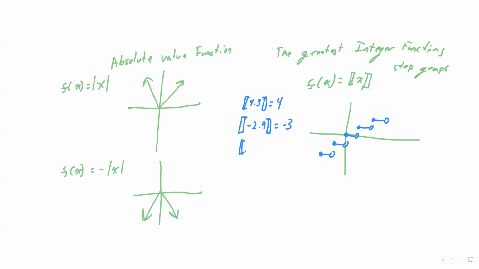So if I was to do just a straight up 2, now my answer is 2 because it can be equal to or less than whatever value that is. So you get this kind of function here.